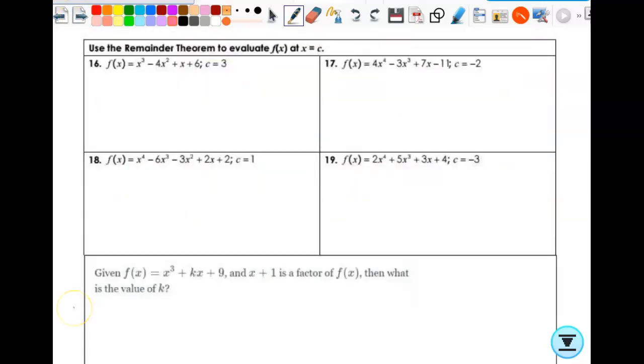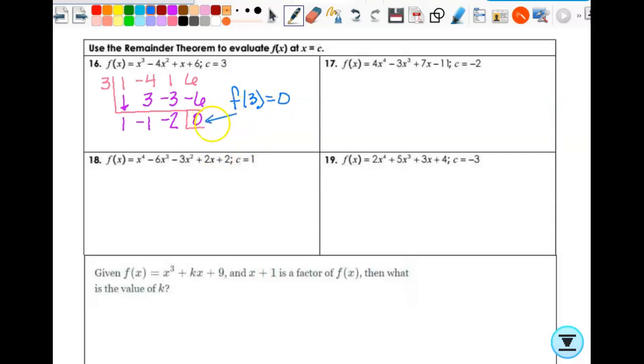All right, so now we're going to use the remainder theorem to evaluate f of x at x equals c. Remainder theorem means we just get to use synthetic division. You can put a 3 out here. Got a 1, a -4, a 1, and a 6. So I bring down my 1. This is 3, -1, -3, -2, -6, 0. So that means that f of 3 equals 0, because that's where I get it from. That means that x minus 3 is a factor of that, by the way.